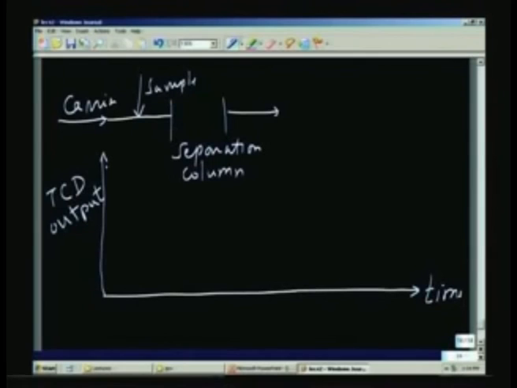So, initially it is only the carrier gas, and therefore there will be no output, and after some time the first gas which is going to separate will come out, and it will give you a peak like this.